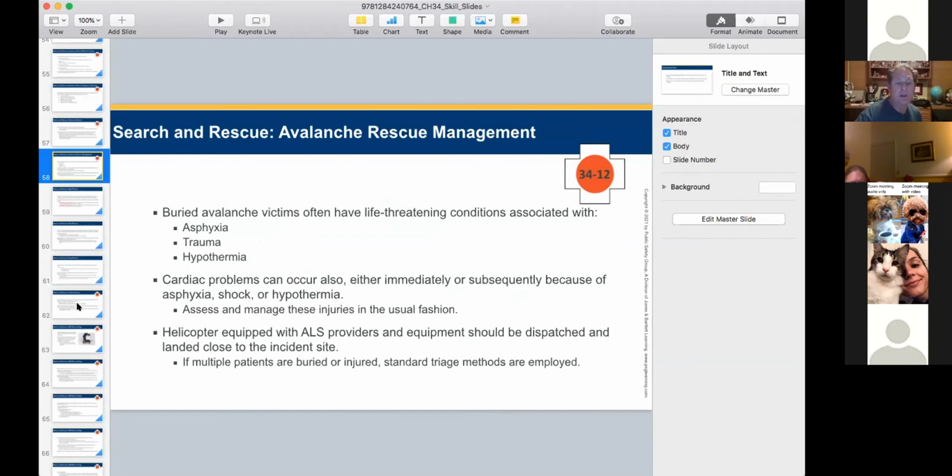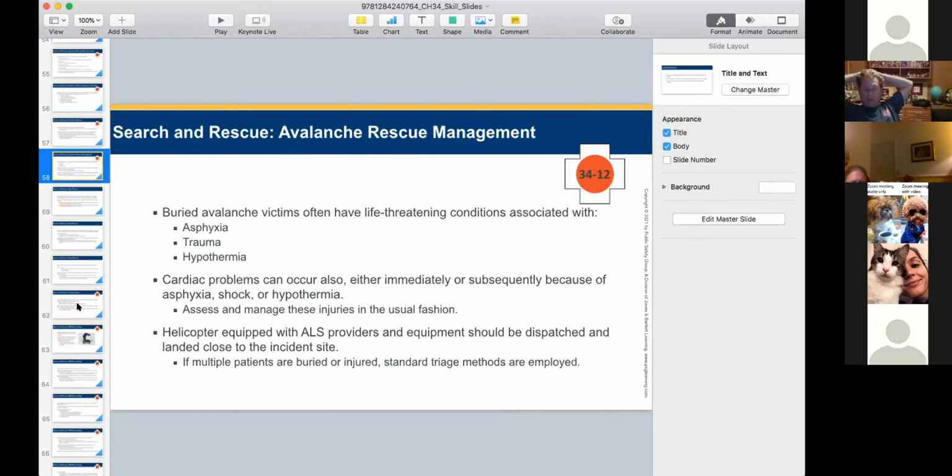Medical conditions associated with victims that are buried during an avalanche. Asphyxia is going to be the first one. If you look at any of the videos where they go back and talk to people that have been in avalanches, they tell you they can't tell whether they're upside down or right side up. A lot of them talk about it being like being encased in concrete.